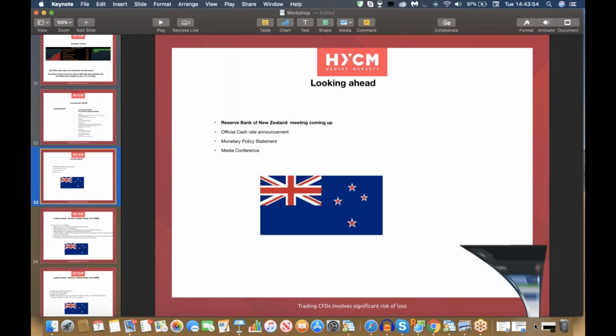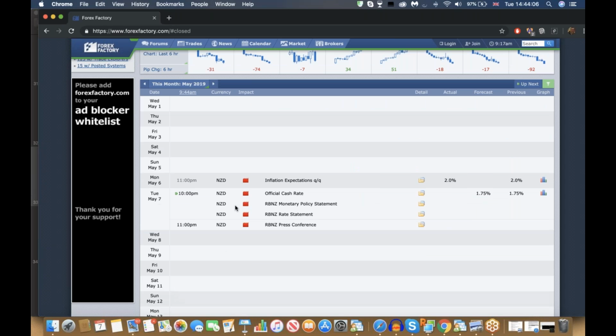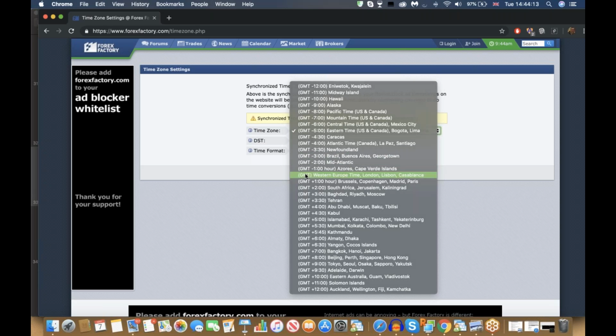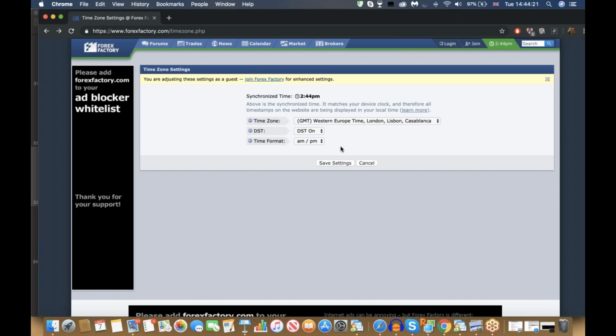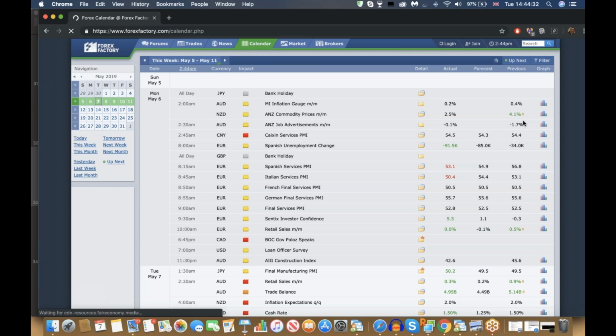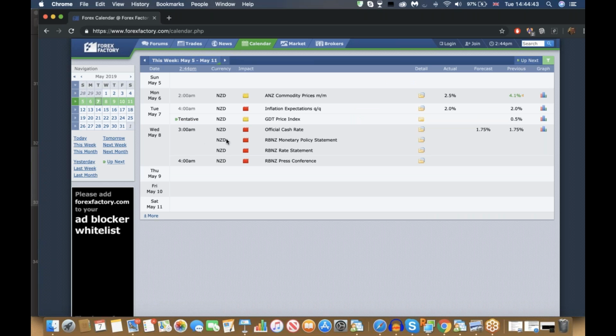Let's have a look. So this is it. I'll just turn this to GMT. So let's go back to the calendar. Right, there we go. We'll filter it. Just get rid of the Australian dollar. So this is British summertime, and so at 3 a.m., that's 4 a.m. GMT, we've got the official cash rate data coming out.